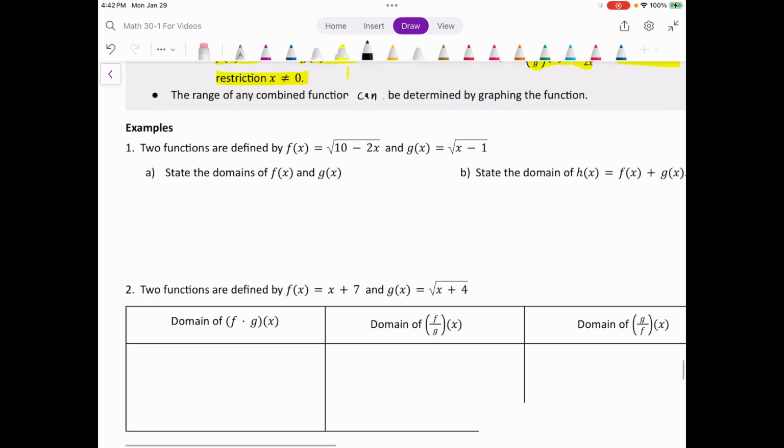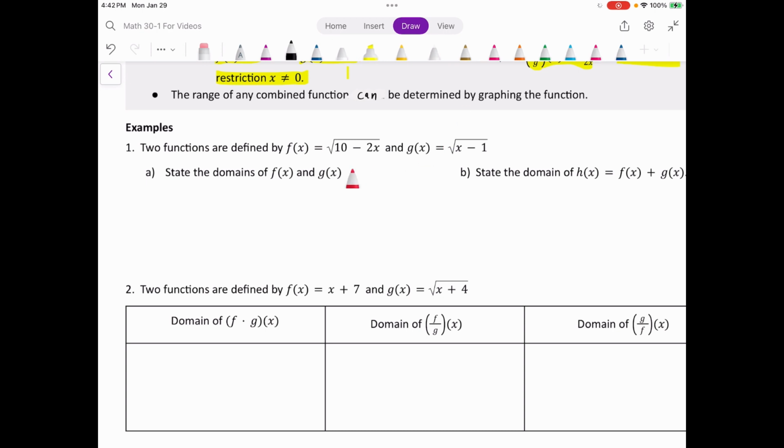So let's see if we can work through one here and actually find the domain of a combined function, okay? So two functions are defined by f of x equals the square root of 10 minus 2x, and g of x equals the square root of x minus 1. It wants us to first state the domains of f of x and g of x individually, right? So what's the domain of f of x? What's the domain of g of x?